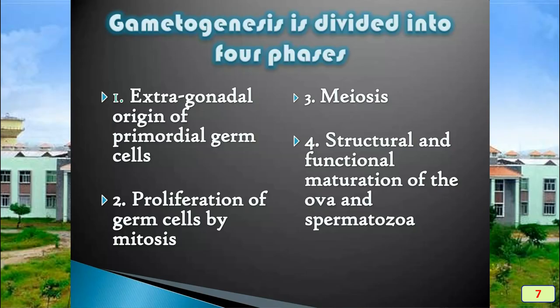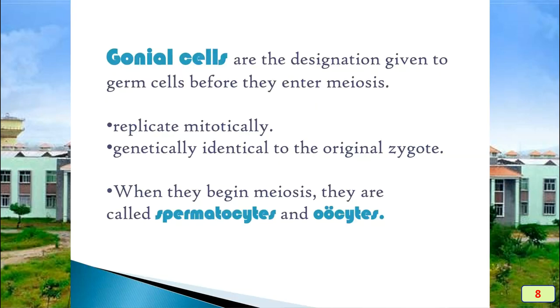Gametogenesis is divided into four phases. The first is the extragonadal origin of primordial germ cells. The second is the proliferation of germ cells by mitosis. The third is meiosis. The fourth is the structural and functional maturation of the ova and also the spermatozoa.